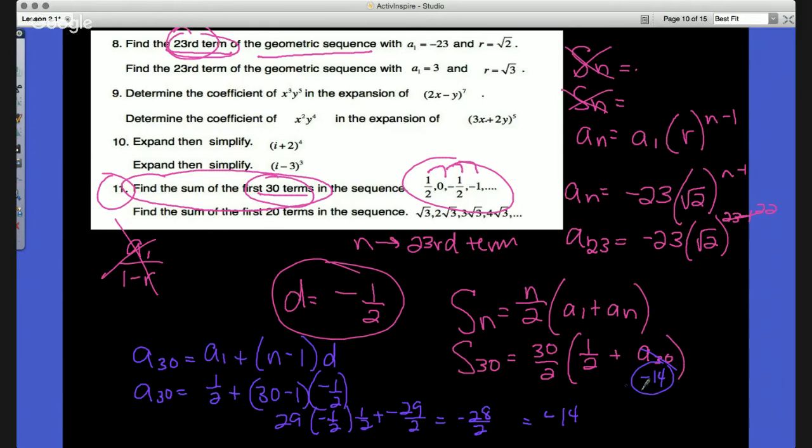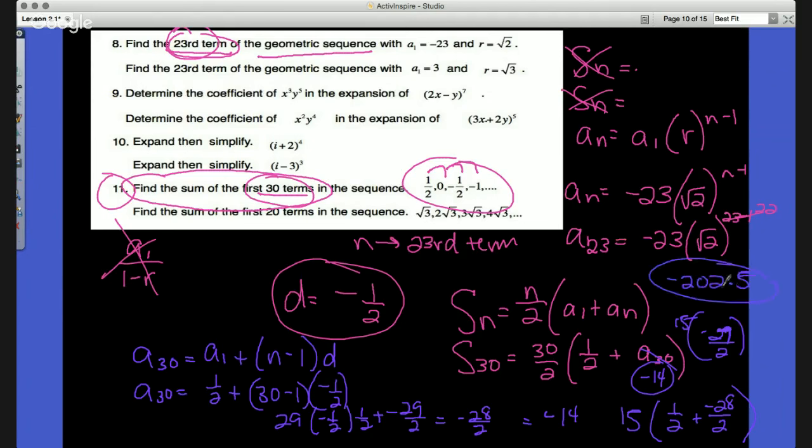Once we solve for this, it would be 15 times 1/2 plus negative 14. We get a common denominator, so we put a 2 on the bottom, which puts a 2 on the top. So that would be negative 27 over 2 multiplied by 15. Check me on this one, because I know it's a little off there. I'm sorry, this should actually be negative 27, right? Negative 27 divided by 2, and multiply that by 15. I got negative 202.5 as my answer.